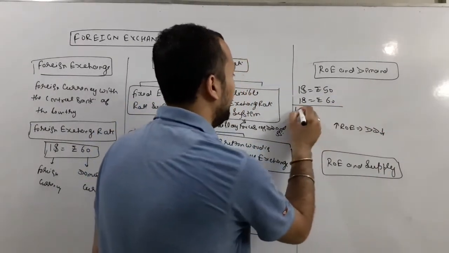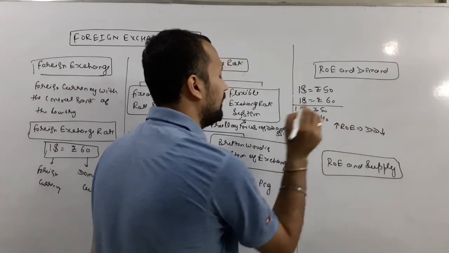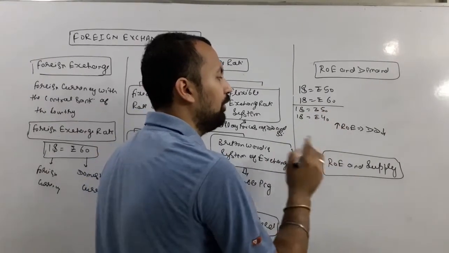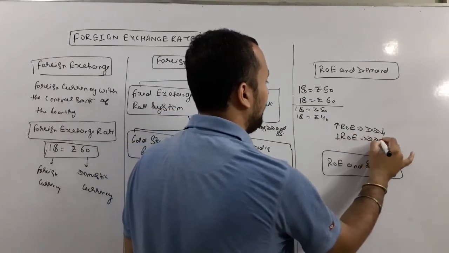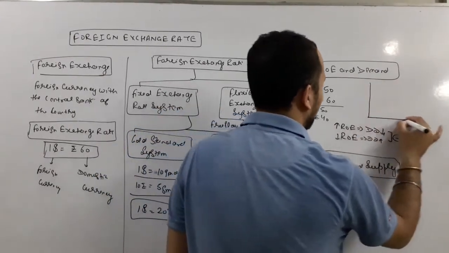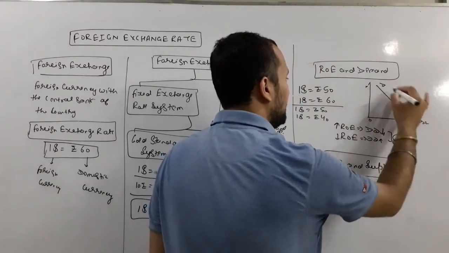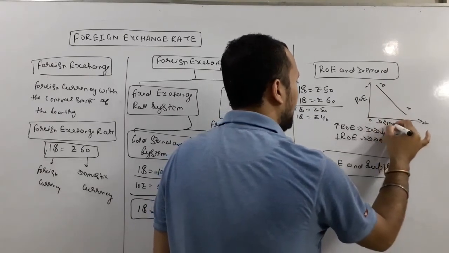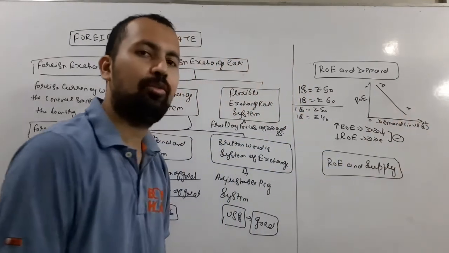Another example, $1 equals rupees 50, then $1 equals rupees 40. Earlier the commodity was available at rupees 50, now it is available at rupees 40. In this situation, the rate of exchange decreases and the demand for that particular commodity increases. This shows a negative relationship. Negative relationship means the curve is downward sloping. This is the demand curve. Here I am writing down rate of exchange, and here demand in US dollars. This is the relationship between rate of exchange and demand.